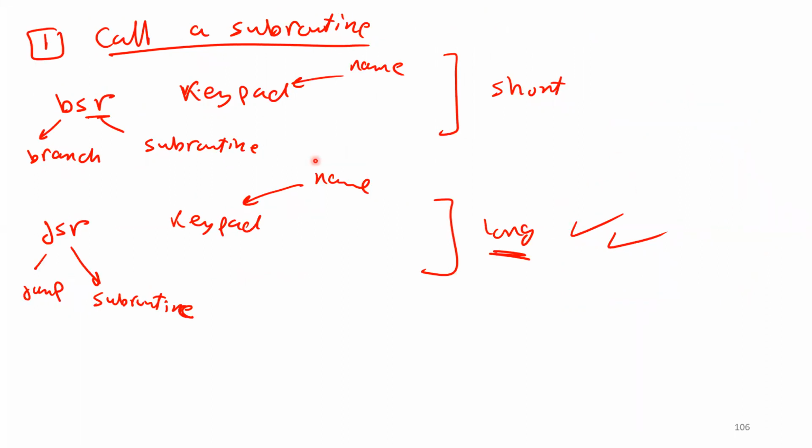So let's start with the first one, as I explained also last time. How can you call a subroutine? Very easy. All you have to do, guys, is use BSR, branch to subroutine, or JSR, jump to subroutine, right? And then you write the name of the subroutine.